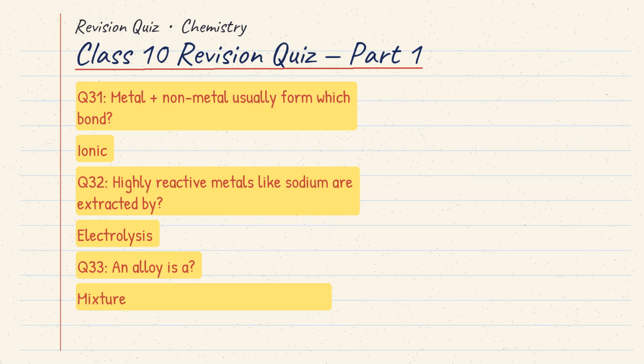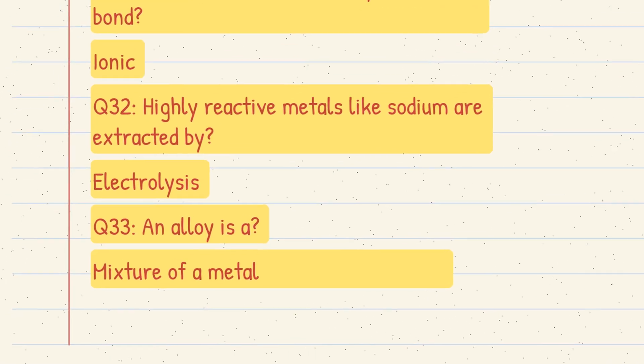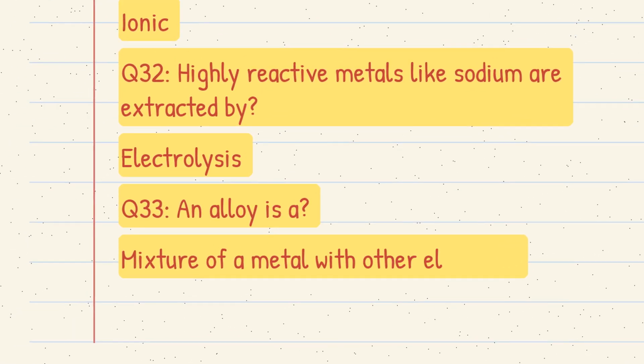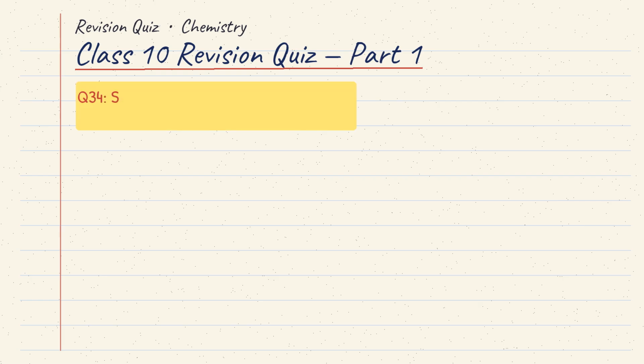The answer is a mixture of a metal with other elements. Steel is iron plus carbon. Question 34. Stainless steel resists rust because it contains? Pause and think.